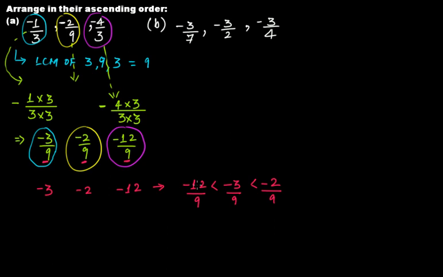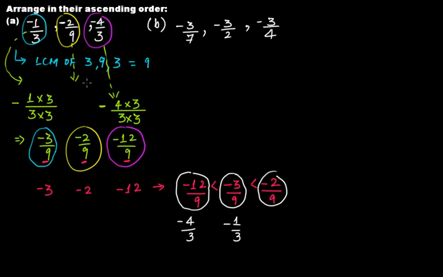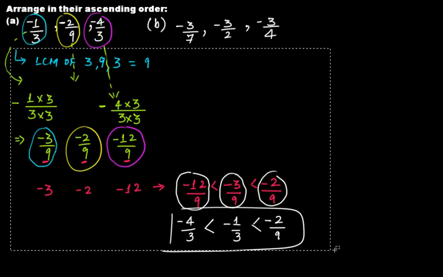Now if you look, then minus 12 over 9 is what? It is actually minus 4 over 3. Minus 3 over 9 is what? It is actually minus 1 over 3. And minus 2 over 9 is what? It is actually the same. We haven't changed anything here. So this is less than this, this is less than this. This is the smallest, this is the largest or greatest. This is the answer. Let's solve the last one.